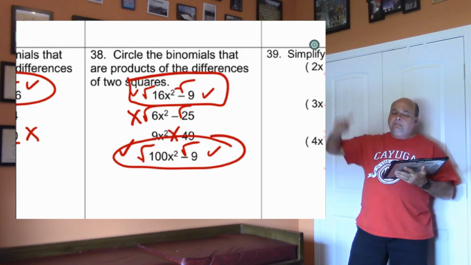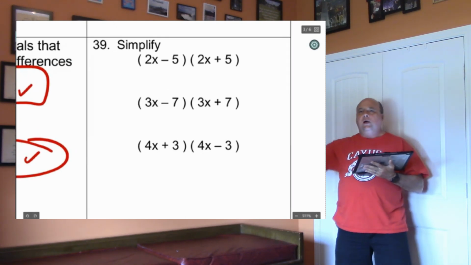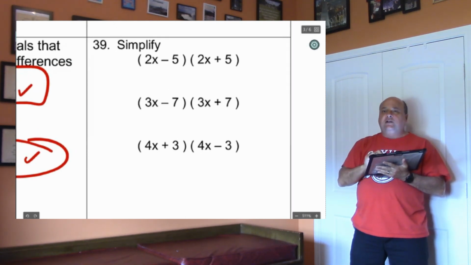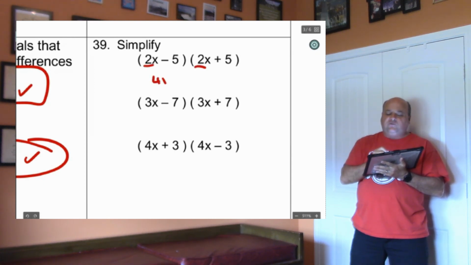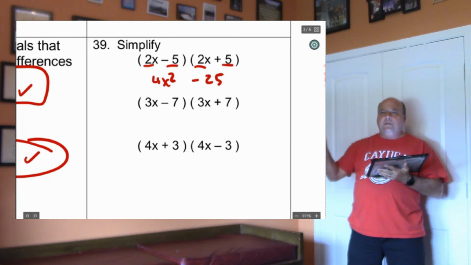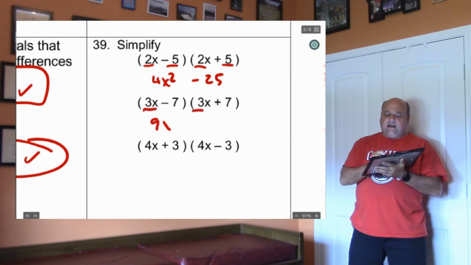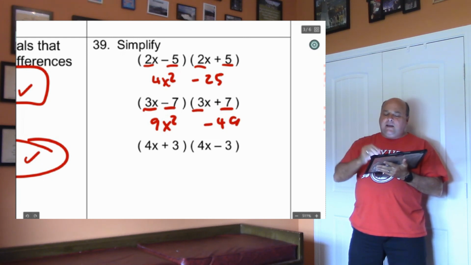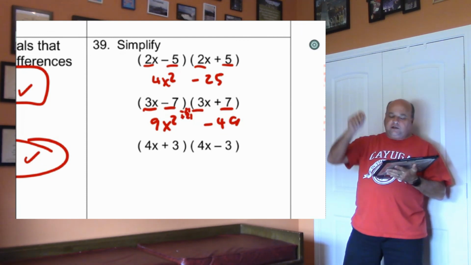Piece of cake. And then lastly, the last problem of the day. Ho, ho, ho. Let's multiply these. These are difference of squares. The middle term will cancel. So 2x times 2x is 4x squared. Negative 5 times positive 5 is negative 25. The middle term cancels out. Go to the next one. 3x times 3x is 9x squared. Negative 7 times positive 7 is negative 49. If I make my arches, I would get negative 21 and a positive 21. It would cancel out, wouldn't it? So you don't have to do the arches, right?